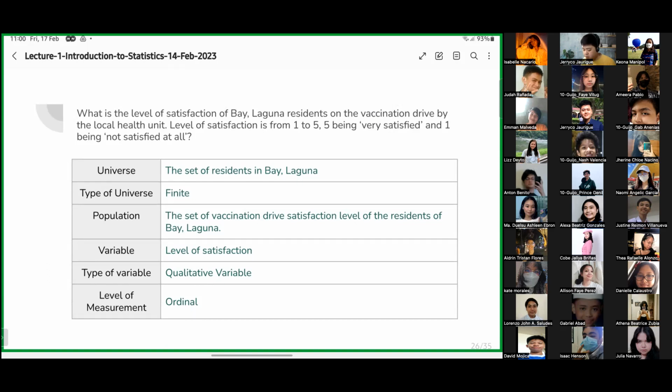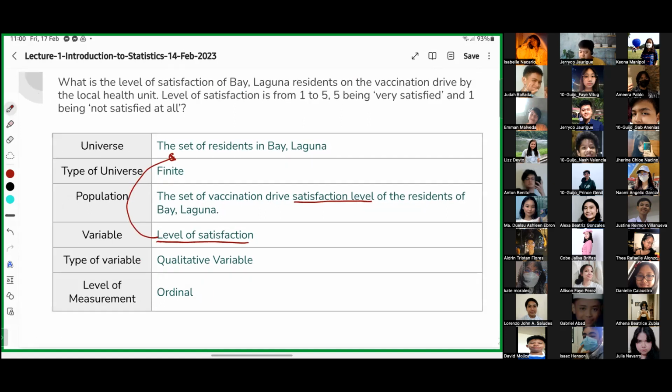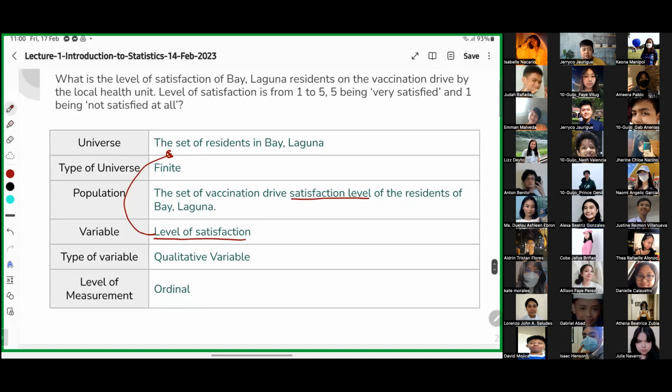Tapos para magawa niyo yung population, usually ang ginagawa lang talaga natin dyan, yung variable na to, sinisingit natin siya dun sa population. So in this case, the set of vaccination drive satisfaction levels of the residents of Bay Laguna. Right? So kailangan complete to, no? Huwag niyo na lang lagay yung set of all. Walang all. Kasi pag set, lahat na yun eh. So set of na lang. Set of what? Set of what?